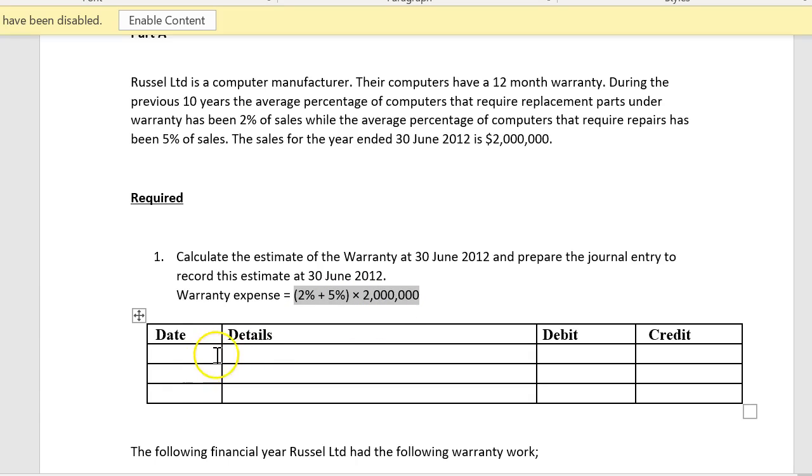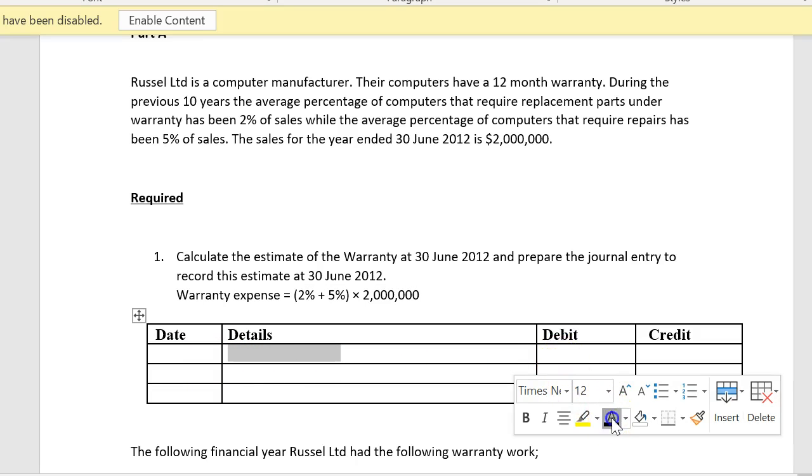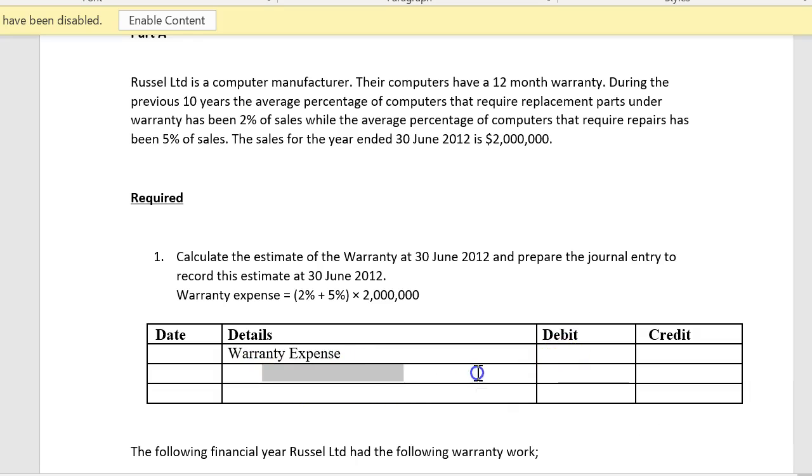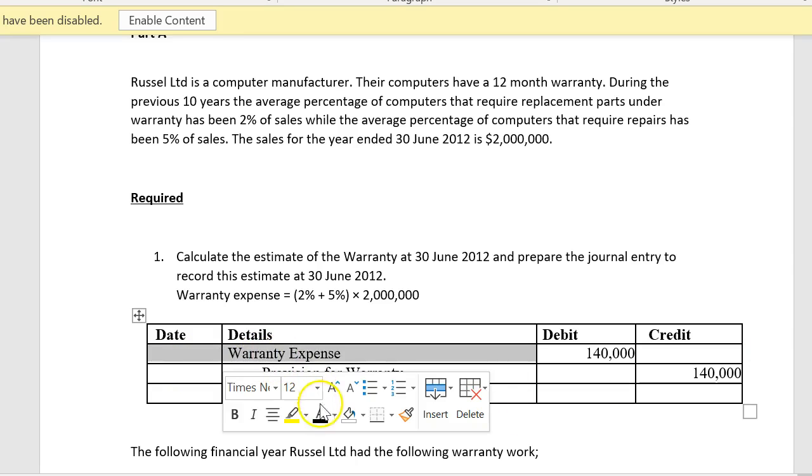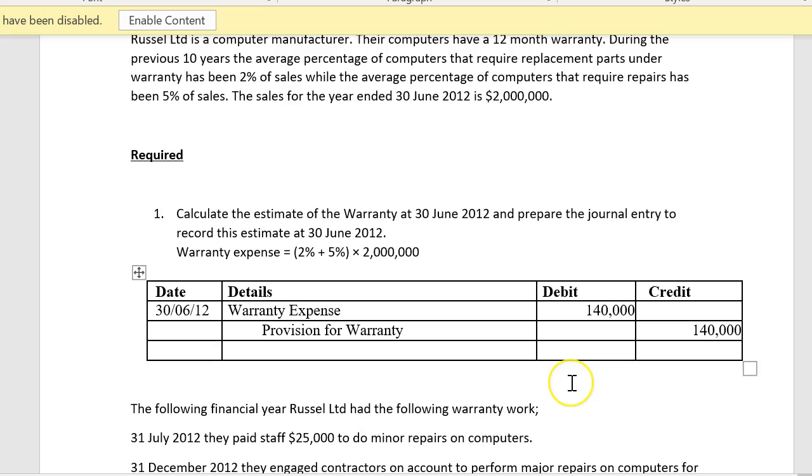What is the entry? What you need to do is debit warranty expense, and what do you credit? You credit provision for warranty, $140,000. There you go. That's what you do.